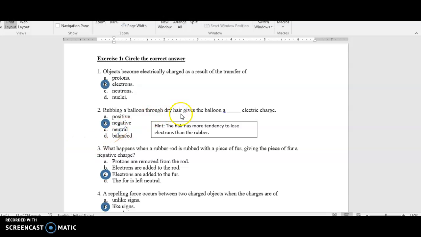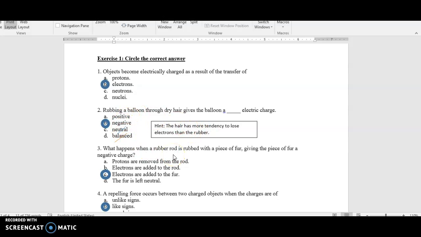Rubbing a balloon through dry hair gives the balloon what? As a hint, I should give you which one has more tendency to lose electrons. So the hair has more tendency to lose electrons than the rubber. So it loses the electrons and becomes positively charged, while the balloon gains these electrons and becomes negatively charged.